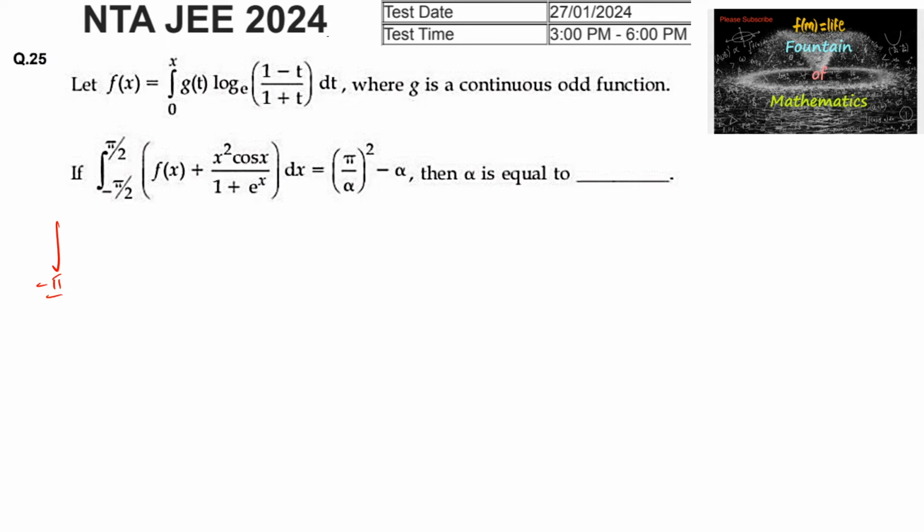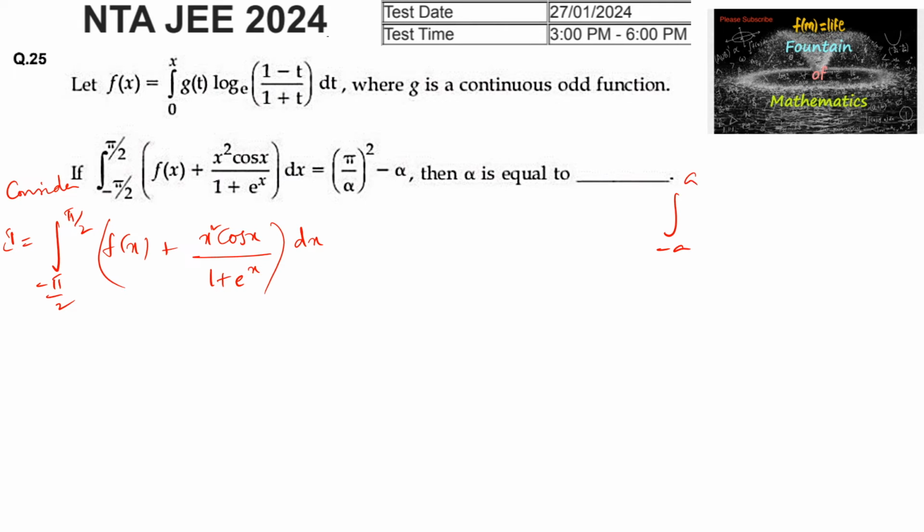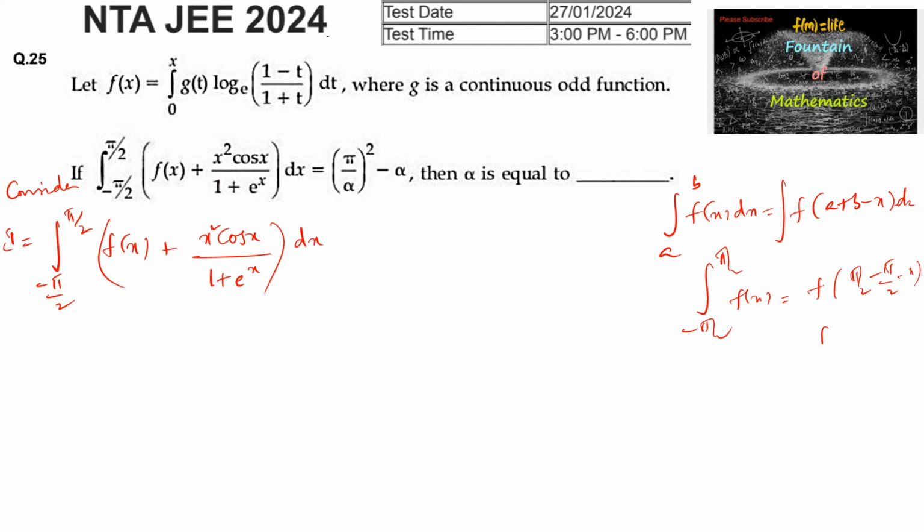So now, the integral from minus pi by 2 to plus pi by 2 of (f(x) plus x square cos x) upon (1 plus e power x) dx, consider it as I. Now by using the property that the integral a to b of f(x) dx is equal to the integral of f(a plus b minus x) dx, since here the limits are minus pi by 2 to plus pi by 2, we can write f of (pi by 2 minus pi by 2 minus x), that is f of negative x, dx.